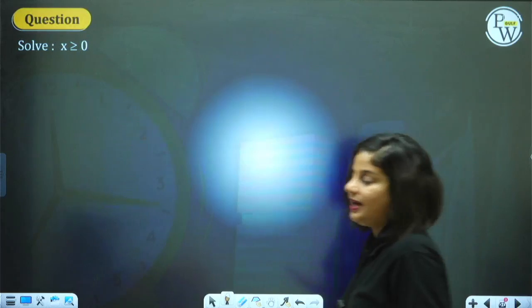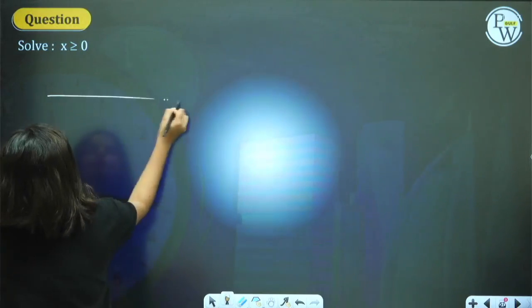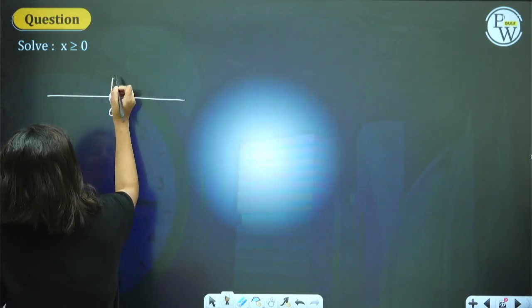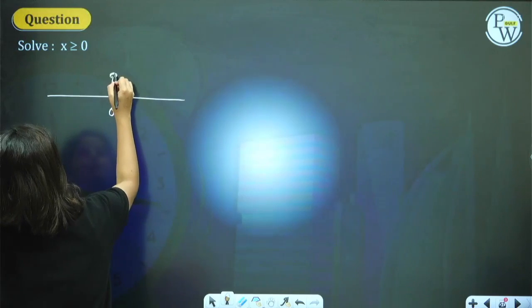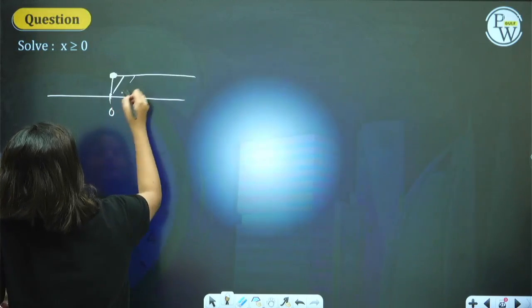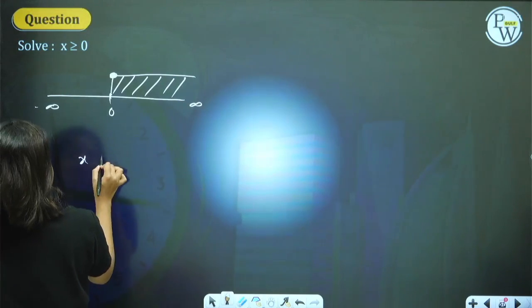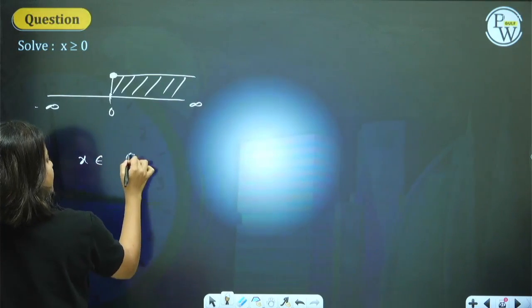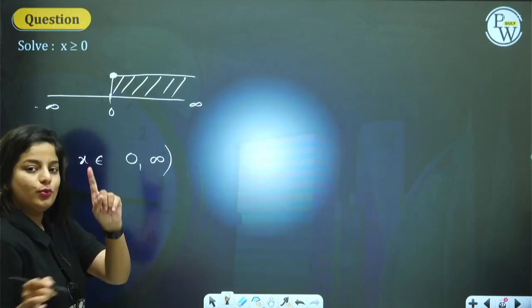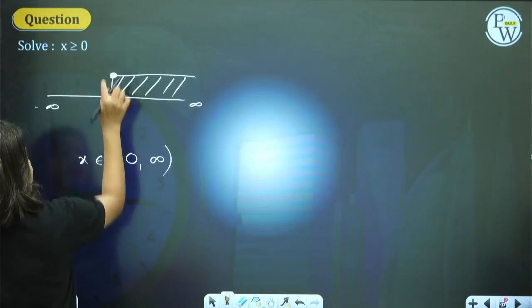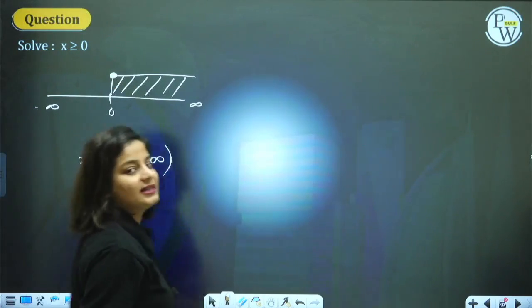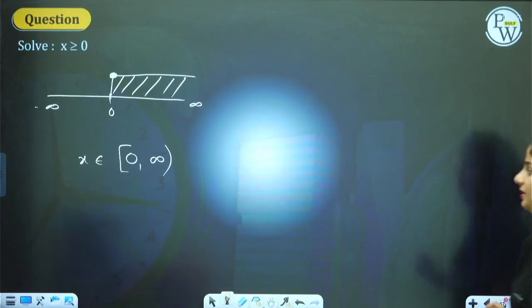x is greater than equal to 0. If you simply have to put this on a number line, greater means on the right side, equal also, that means dot. Greater than equal to 0. How will you write it on a number line? 0 to infinity. Infinity always has open. 0 has a dot. Dot means square bracket, closed interval.